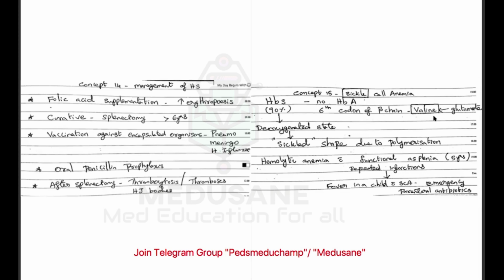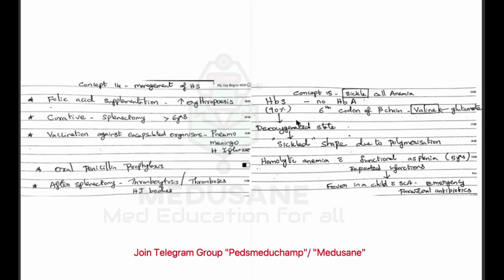So glutamate is replaced by valine in the 6th codon. And since we call that mutated hemoglobin HbS, in electrophoresis you're not going to get any hemoglobin A. So no hemoglobin A in sickle cell anemia. You're going to get 90% HbS.